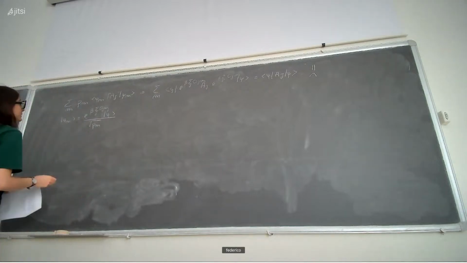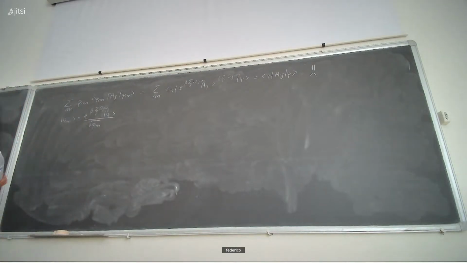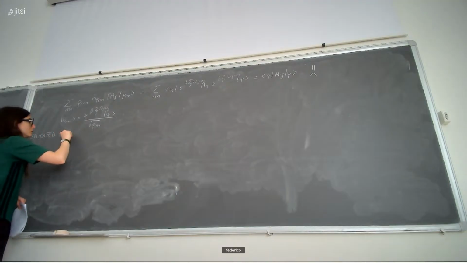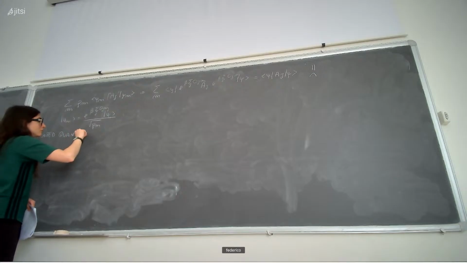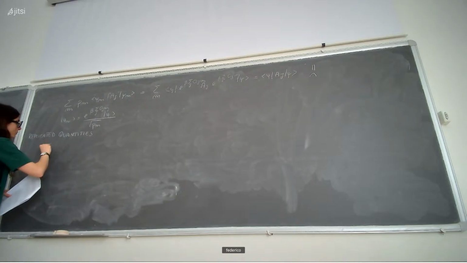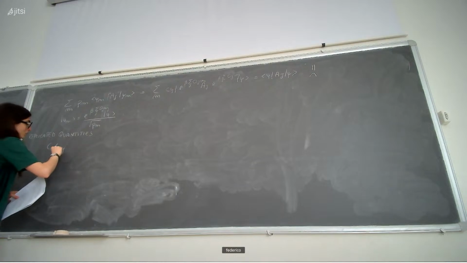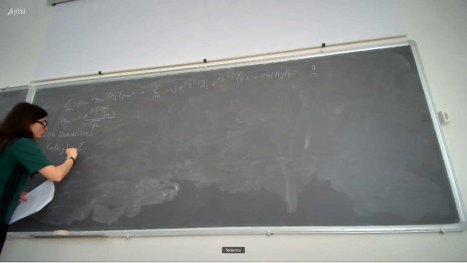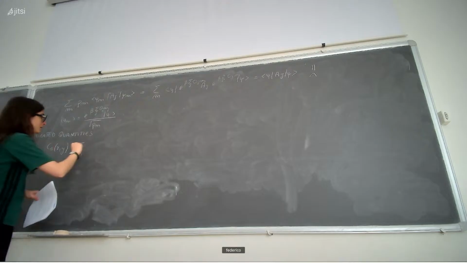So the usual candidates of quantities that one can look at are the following. Suppose that you want to look at this quantity here.